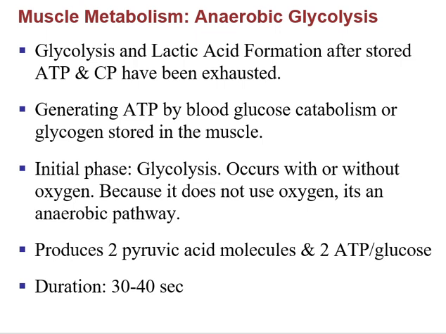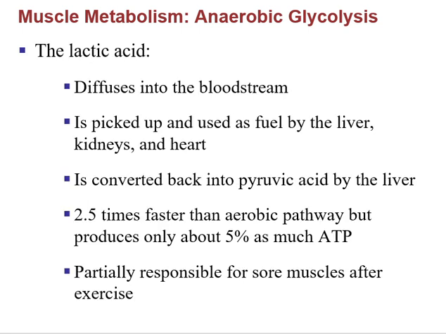With the anaerobic glycolysis, the initial phase, glycolysis, is the same process that occurs during the aerobic pathway, but without oxygen, this process can't proceed past glycolysis. Instead, it just uses the glucose to produce 2 pyruvic acid molecules and 2 ATP per glucose, and it's pretty quick. It takes 30 to 40 seconds.